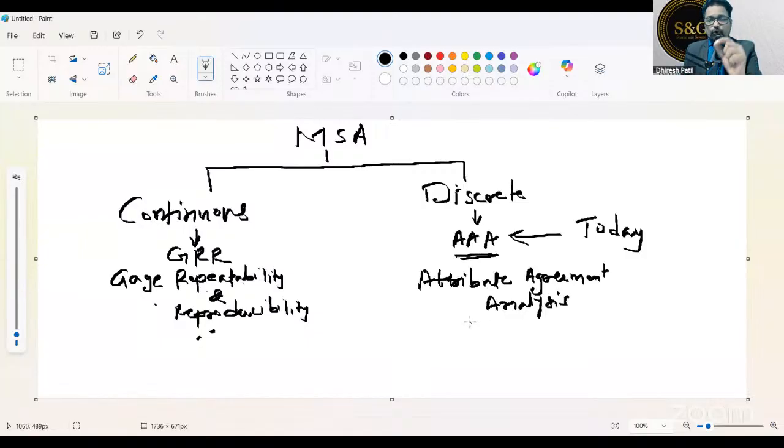So today we are going to discuss, if we have discrete data, how do we handle this? Before that, let me just give some guidelines here. In MSA, measurement system analysis, which is done in all industries, not only in automotive and manufacturing but in service industries also. So today we will discuss the service industry examples.